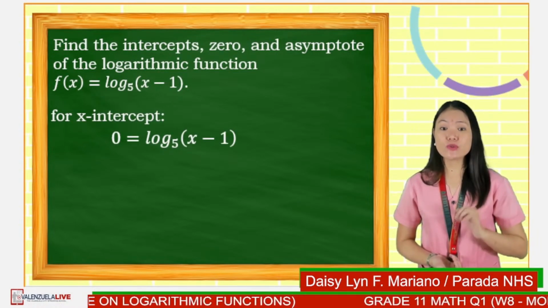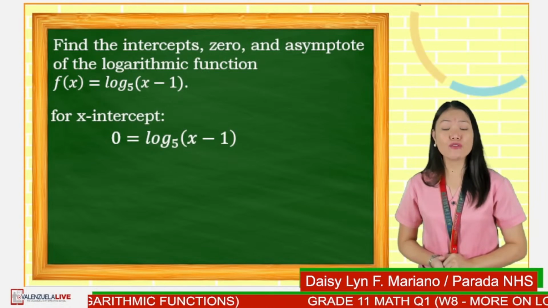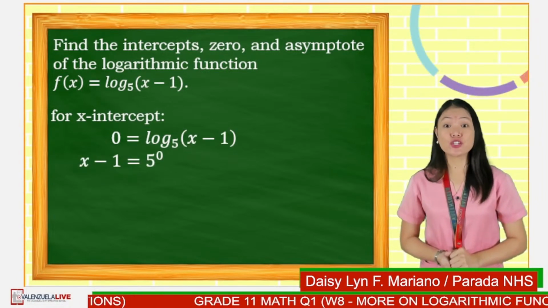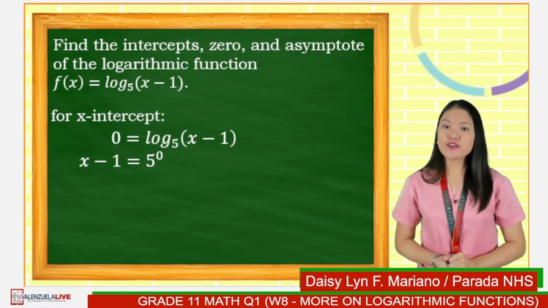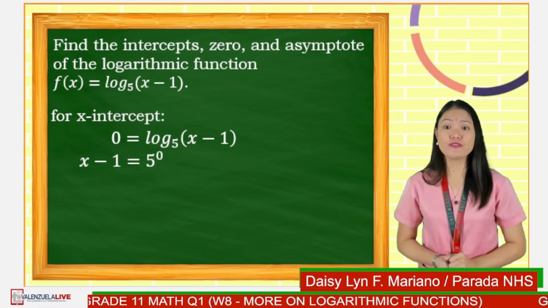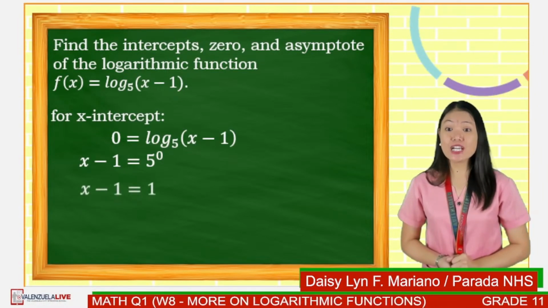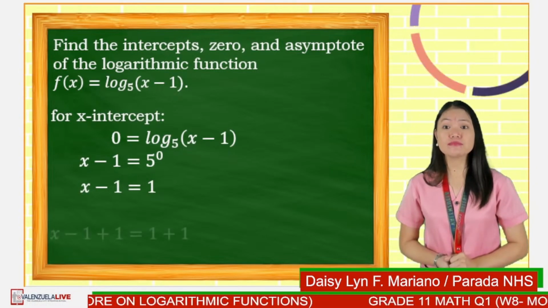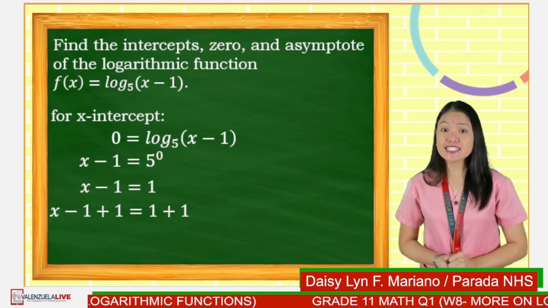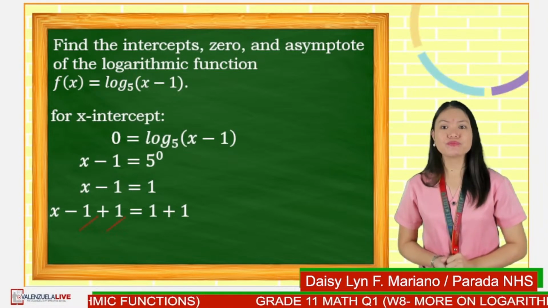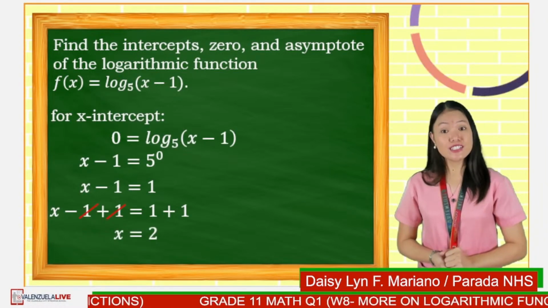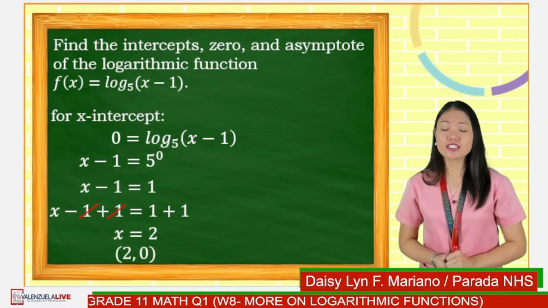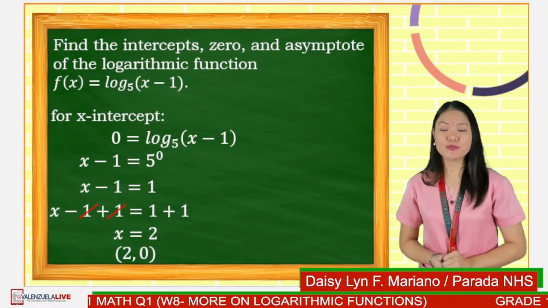We write this in exponential form. We have x - 1 = 5 raised to 0. But 5 raised to 0 is 1, so we have x - 1 = 1. Adding 1 to both sides of our equation gives us x = 2. Thus, the graph will pass through the x-axis at (2, 0).